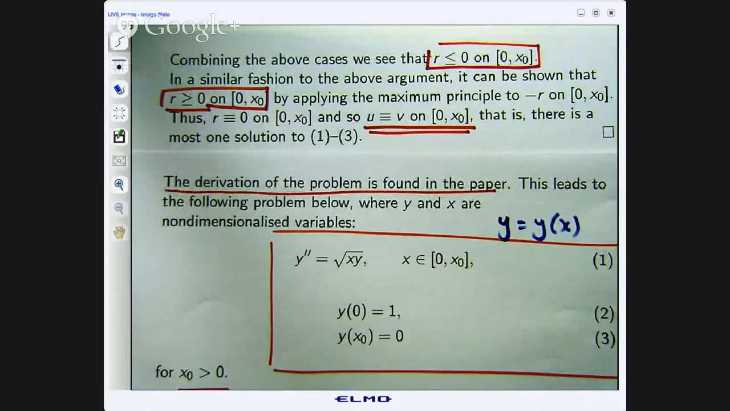Again, that just means there's either no solution at all, or there is a unique solution. There's one and only one solution. So which one is it? Is there no solution, or is there one and only one solution? Well, the next theorem helps us work that out. So let me share that with you.